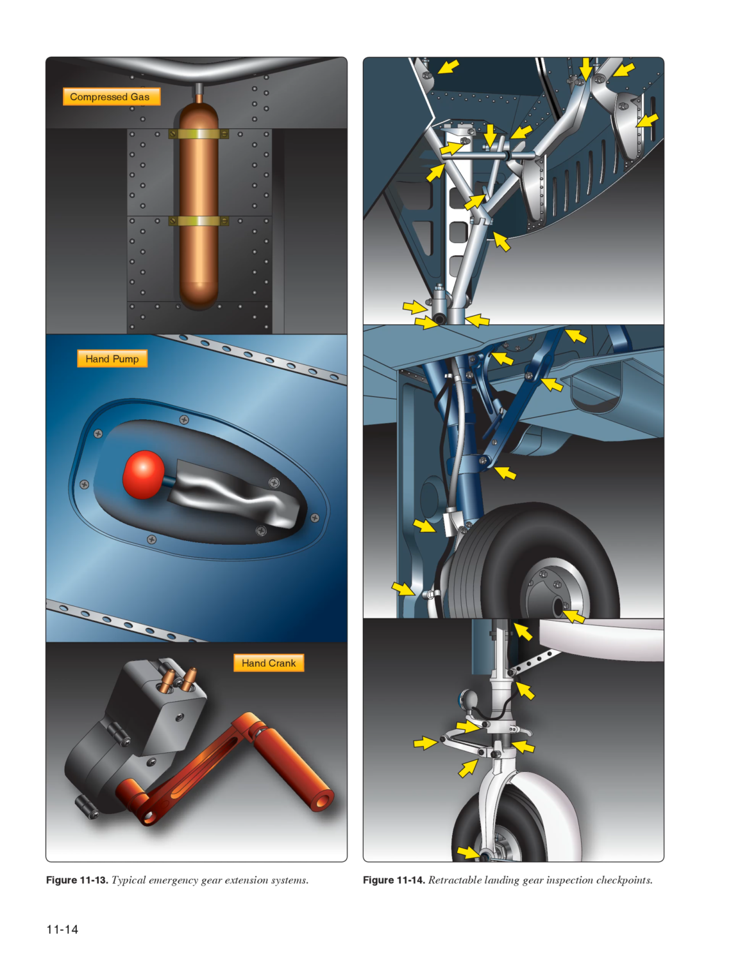Figure 11-13. Typical emergency gear extension systems. Figure 11-14. Retractable landing gear inspection checkpoints.